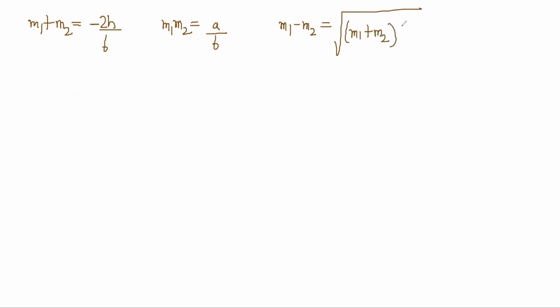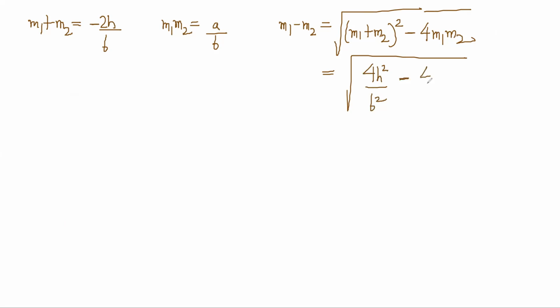So if m1 plus m2 is equal to minus 2h by b and m1 m2 is equal to a by b, the standard way to find m1 and m2 is to first find m1 minus m2, which is equal to root over (m1 plus m2) whole square minus 4 times m1 m2. That becomes root over 4h square by b square minus 4a by b, which equals 2 into root over h square minus ab by b.